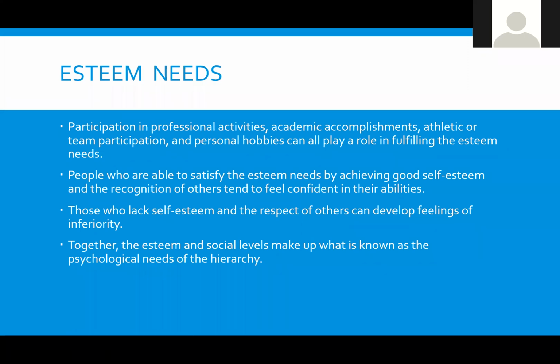So together, the esteem and social levels make up what is known as the psychological needs of the hierarchy. So for now, we have spoken about the physiological needs, the safety needs, the social needs, and the esteem needs. And as a pyramid, they build on each other. And we're saying that all these needs are very important. So let's not joke with these needs.